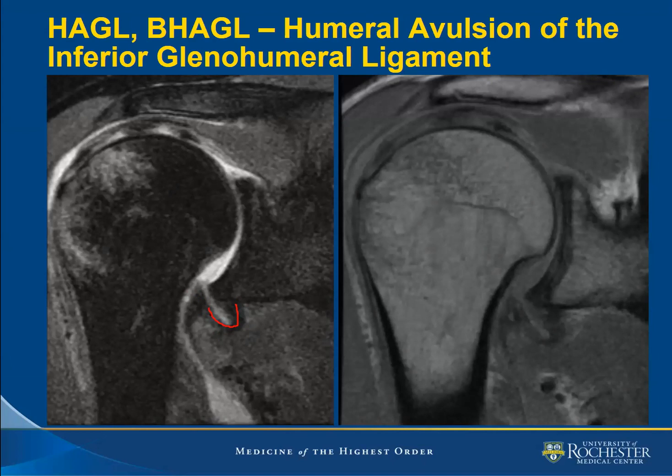When you have a humeral avulsion of the glenohumeral ligament, obviously contrast from the joint will now be able to extravasate through this defect into the axilla. If these are associated with small bony fragments which are avulsed from the anatomic neck of the humerus, then this could be referred to as a BHAGL, or bony humeral avulsion of the inferior glenohumeral ligament complex.